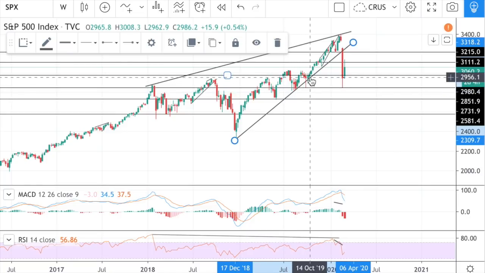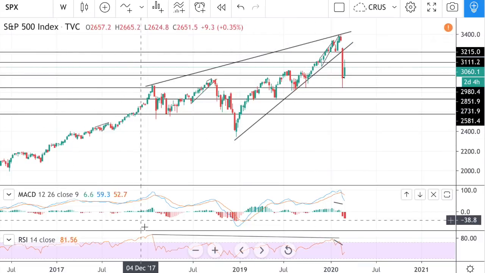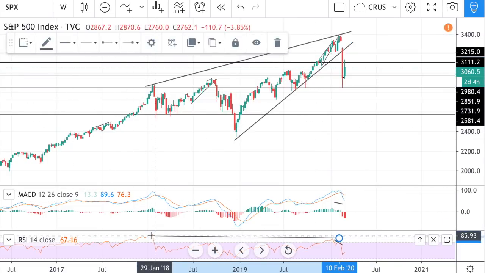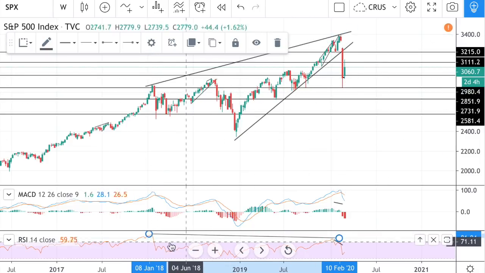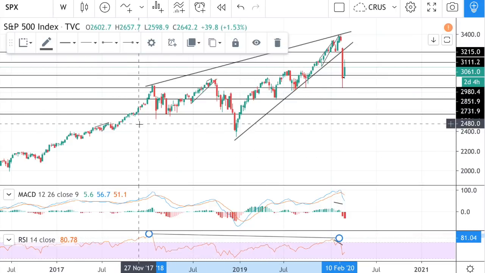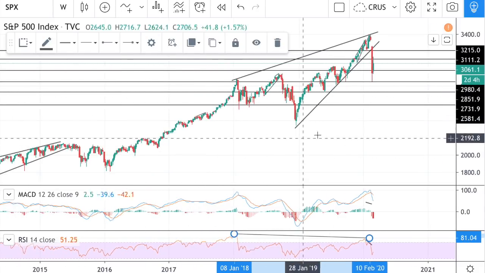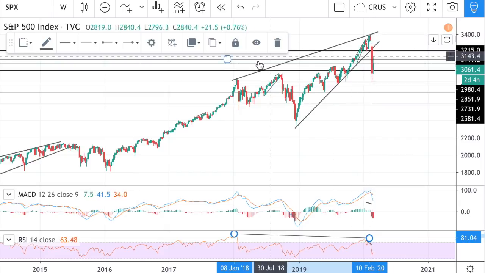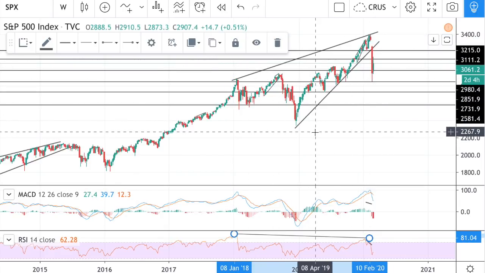The second thing you need for a wedge pattern to play out is divergence. So we've got RSI divergence here. We've got a high and a higher high, and a high and a lower high on the RSI, and that shows that the momentum compared to what we've seen here has been slowing down, and that this is an indication of a potential reversal in the markets.